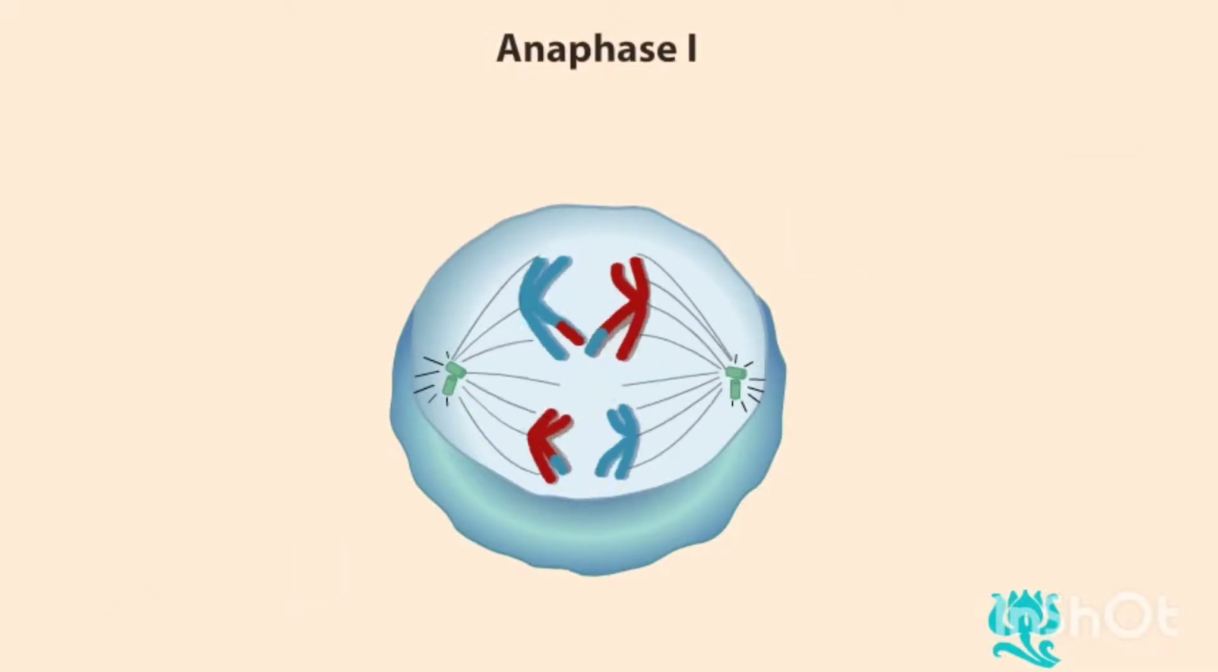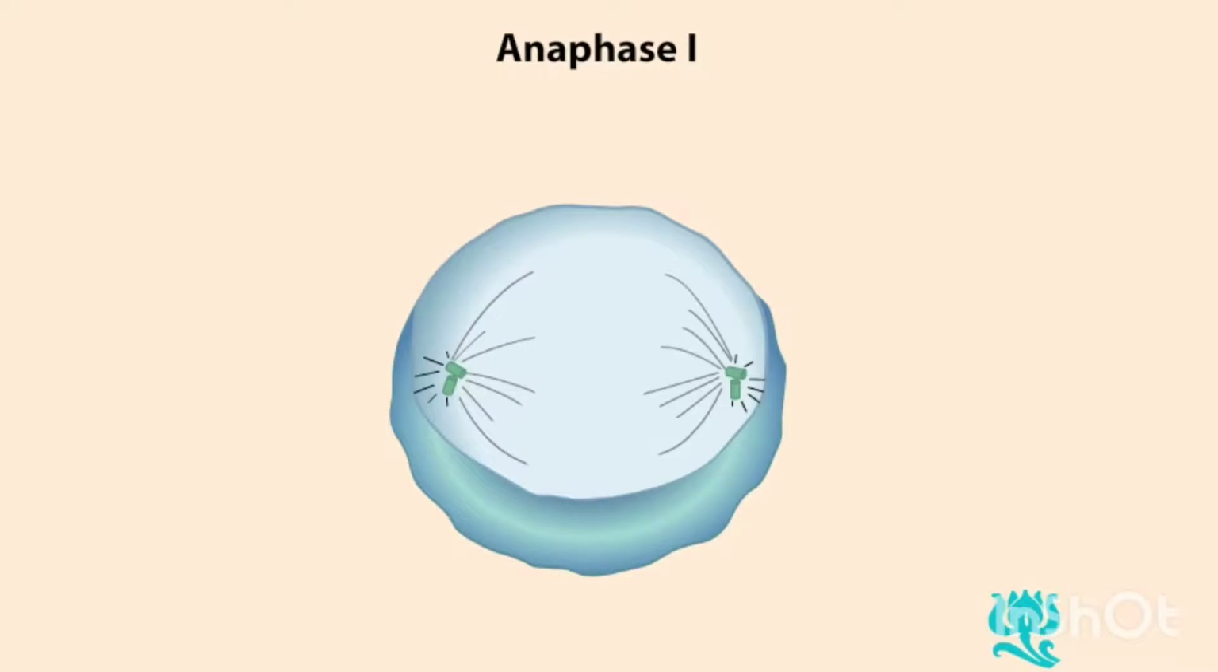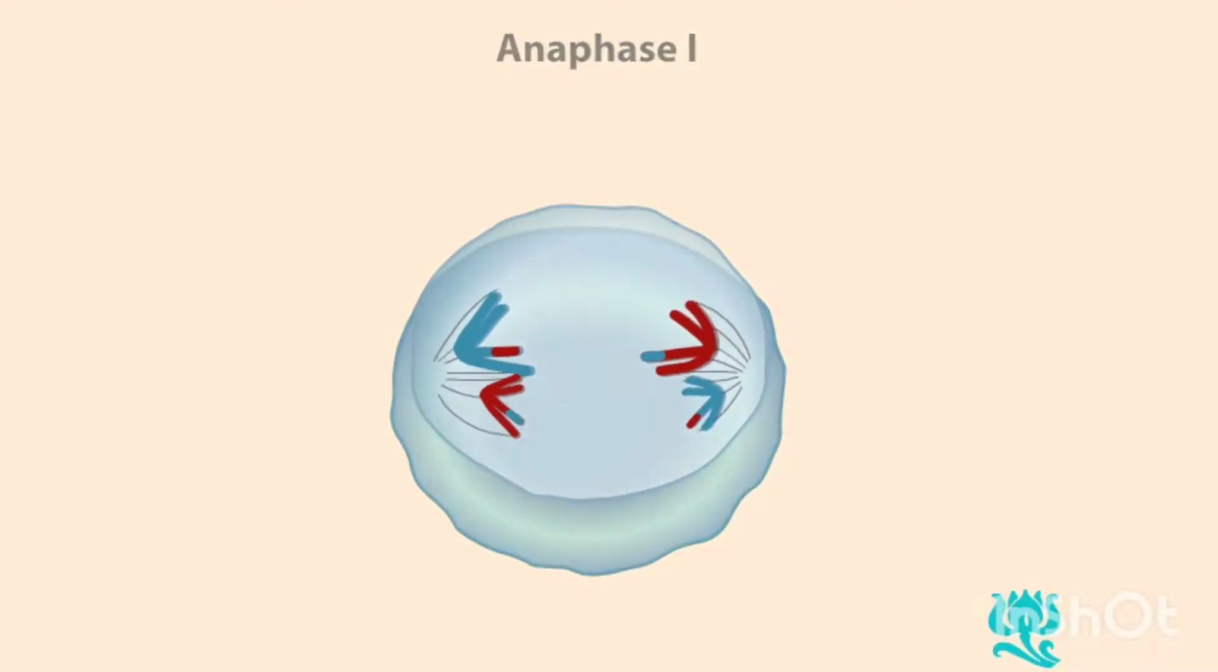During Anaphase I, chromosomes from each pair move to opposite poles of the cell. The centromeres of the chromosomes do not divide, so each chromosome still consists of two sister chromatids, which now may not be genetically identical due to crossing over.